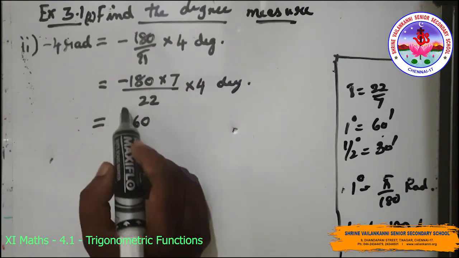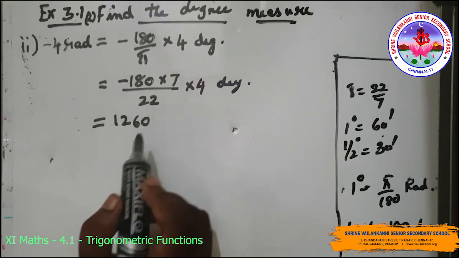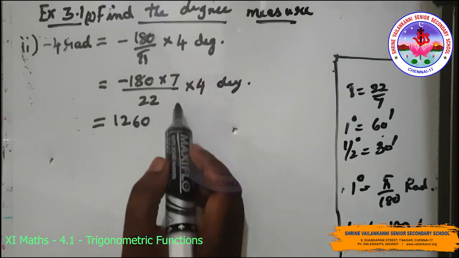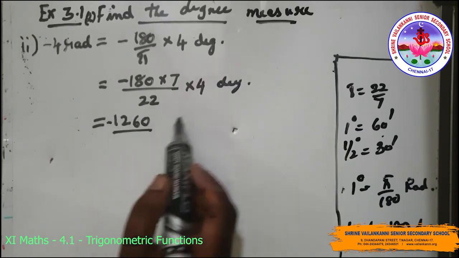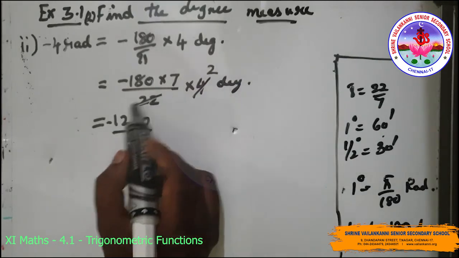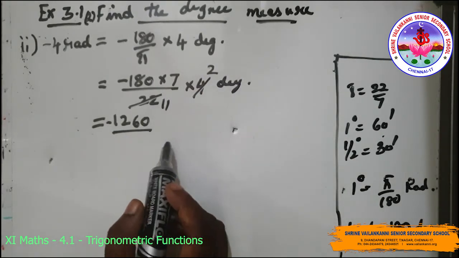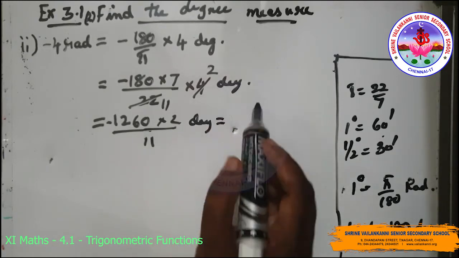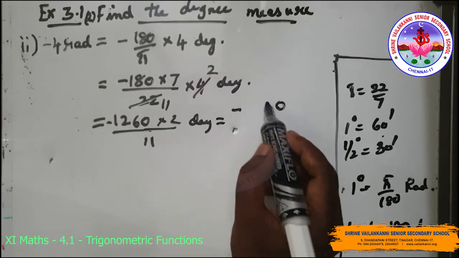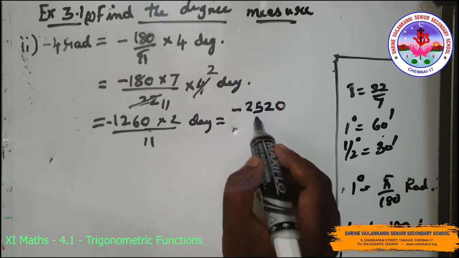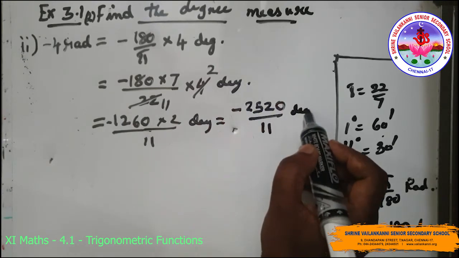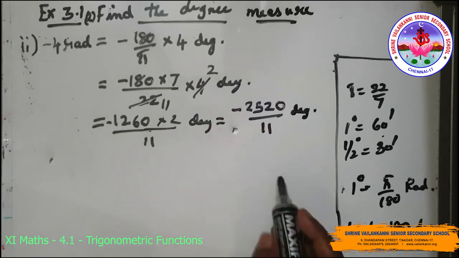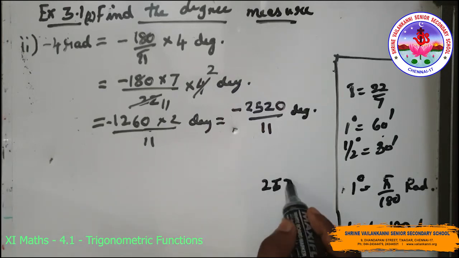706, 1260, by cancelling 4 and 22. So into 2 by 11 degree, which is equal to minus of 2520 by 11 degree. So we have to divide this 2520.